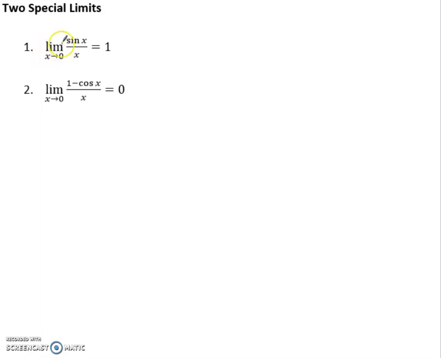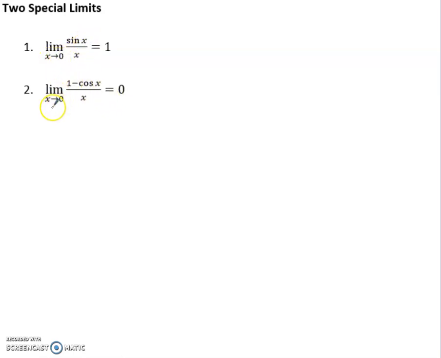The first one is if you look at the limit as x approaches 0 of sine x over x, first of all, if I were to plug in a 0, I would get 0 over 0, which means there's a hole, and I can reduce it out. And so this does end up going to 1. This does have to be as the angle approaches 0, or as x approaches 0.